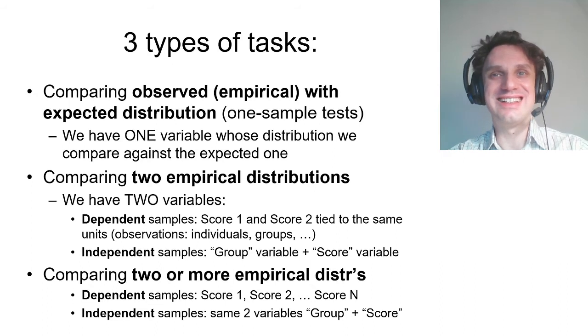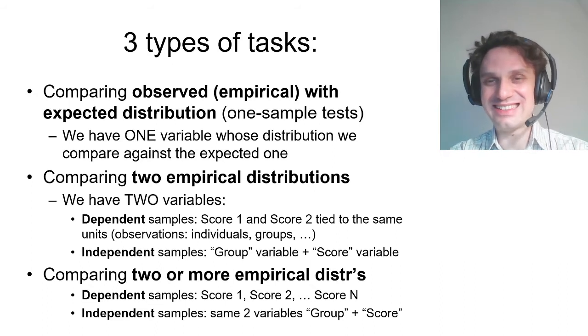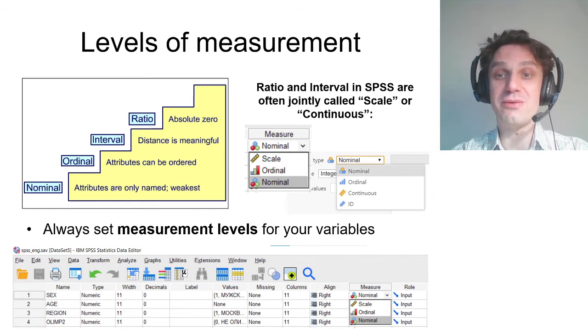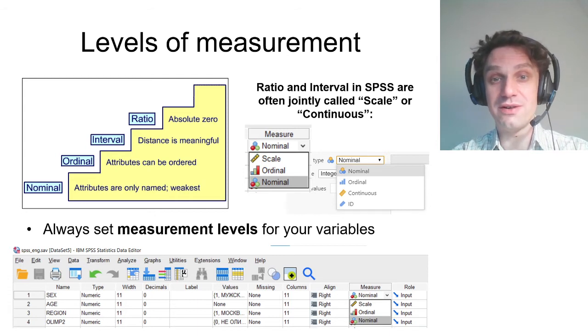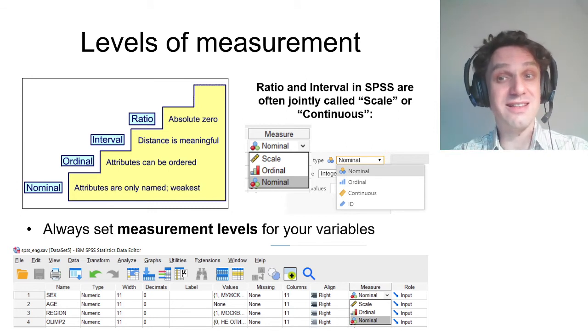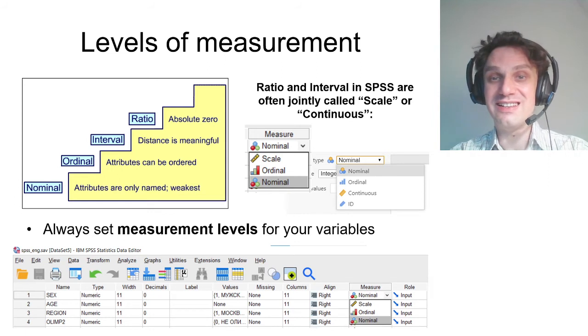And we'll take a look at different tasks a little bit later on. However, before we take a look at those tasks, we also need to be aware of another property of our data that we need to estimate correctly, and that we need to inform SPSS or another statistical package about. This is the level of measurement.